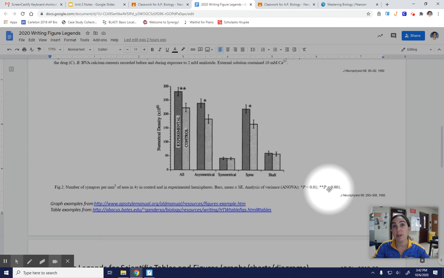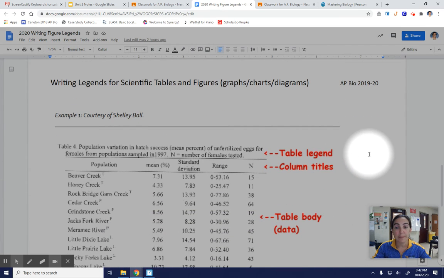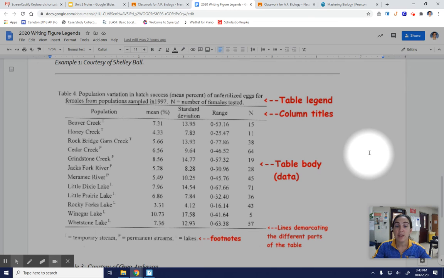We do something similar for a data table, which you'll need in future labs that we do. The only difference is for a data table, the figure legend goes on the top, because for a data table, we start reading at the top.